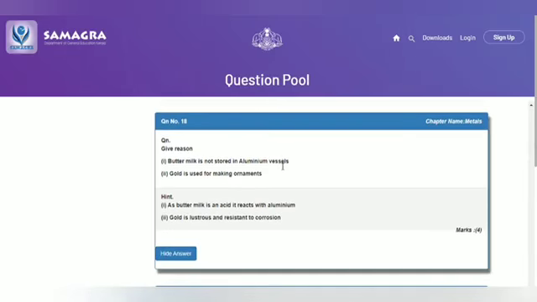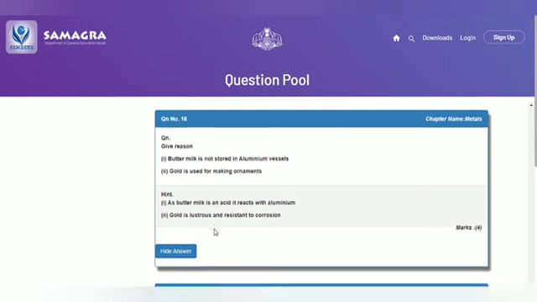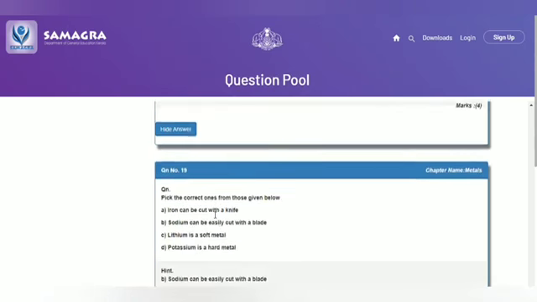Question number 18. Give reason. Buttermilk is not stored in aluminium vessels. As buttermilk is an acid, it reacts with aluminium. Gold is used for making ornaments. Gold is lustrous and resistant to corrosion.